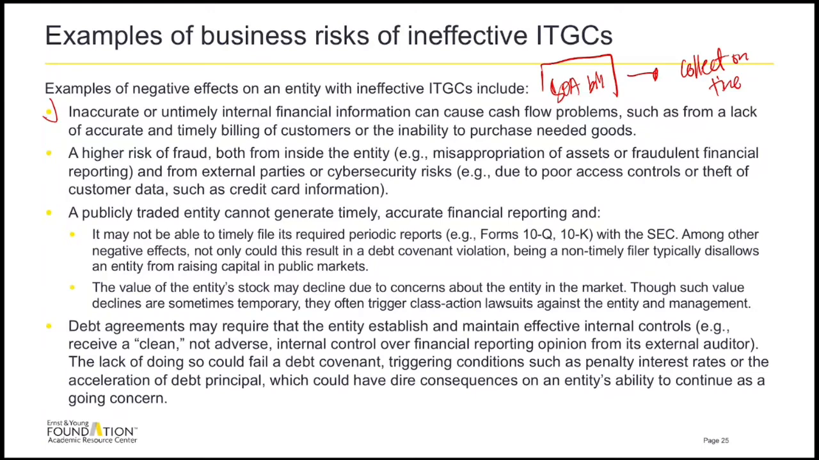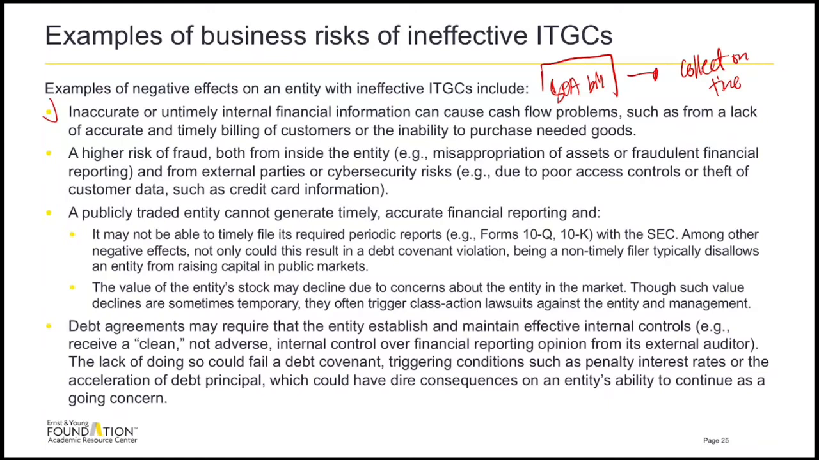So if a publicly traded company cannot generate timely, accurate financial reporting, it may not be able to timely file its required periodic reports with the SEC. Among other negative effects, not only could this result in a debt covenant violation, being a non-timely filer typically disallows an entity from raising capital in public markets. And the value of entity stock may decline due to concerns about the entity in the market. Though such value declines are sometimes temporary, they often trigger class action lawsuits against the entity and management.